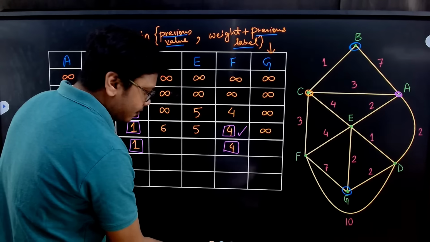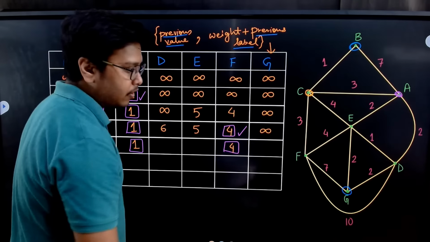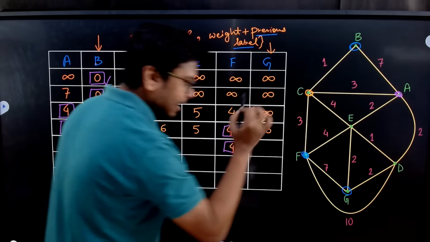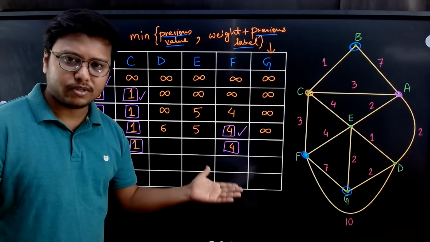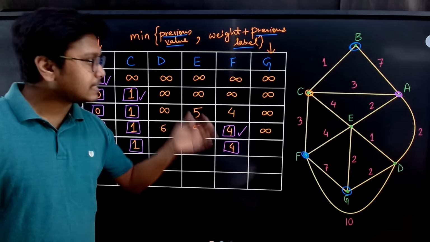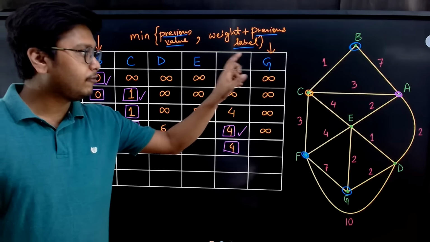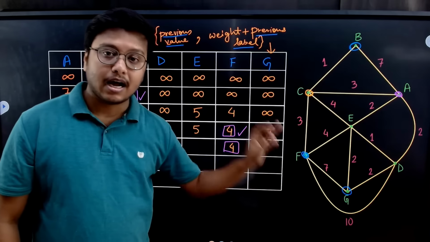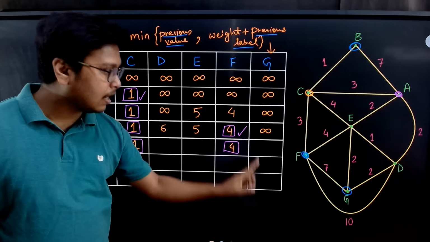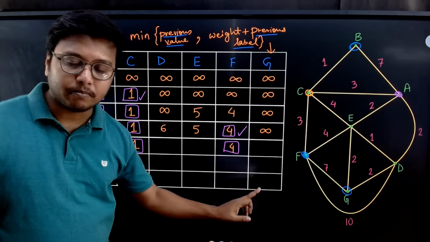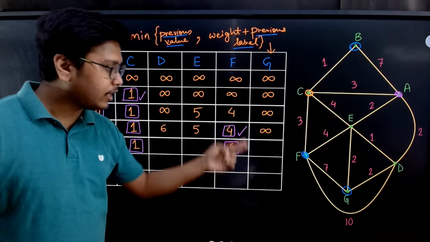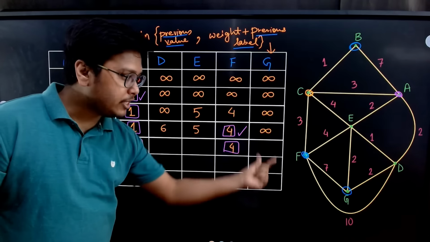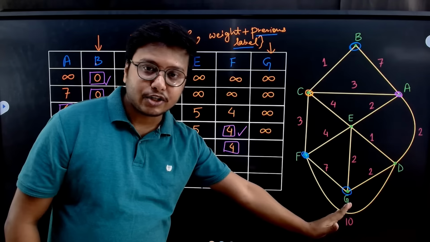Now we are starting our travel from F. Now one question may arise in your mind: how long will I do this? We will do this until we reach G. That means until we have made a label in the G column. This process is going to continue until we have got a label in our G column, that means in our destination vertex.